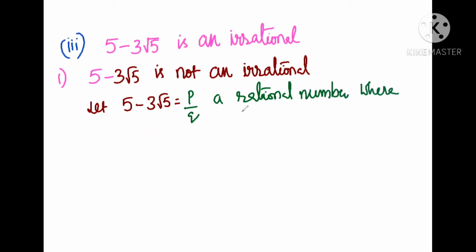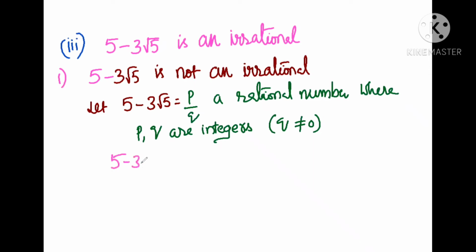where p, q are integers and q is not equal to 0. Now take this 5 minus 3 root 5. The second step, we have to prove this falsity. 5 minus 3 root 5 is equal to p by q.